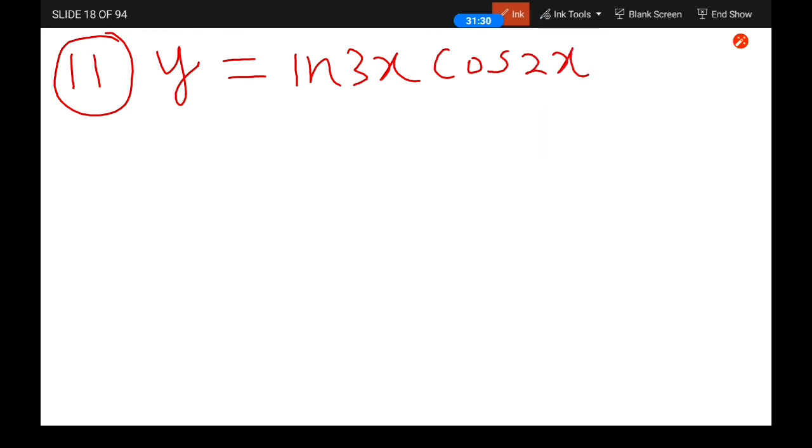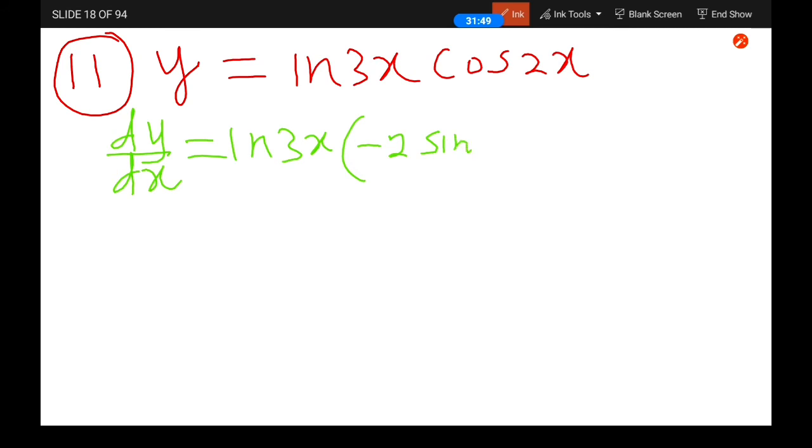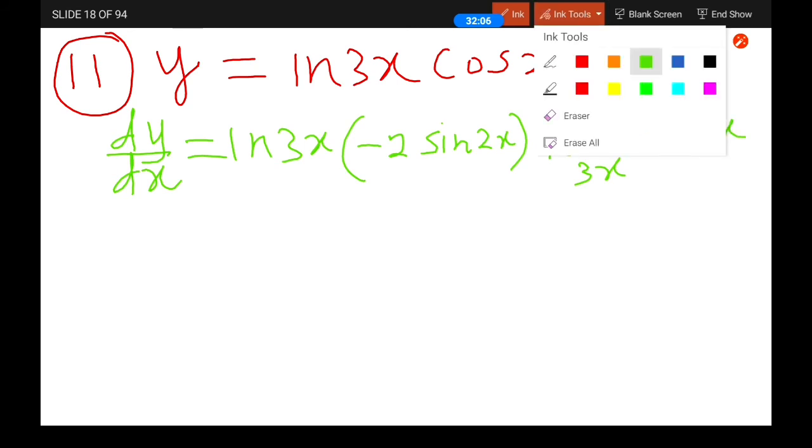So that will now be dy/dx will give us what here? Leave the first one, ln 3x. Good. Differentiate the second one, differentiate 2x, you get 2. Differentiate cos, you get negative sine, then 2x. We have dealt with that. Then plus. Differentiate ln 3x, remember, 3 over 3x straight. Is that okay? Then we have times cos 2x. Yes, that's good. So we move on from there.